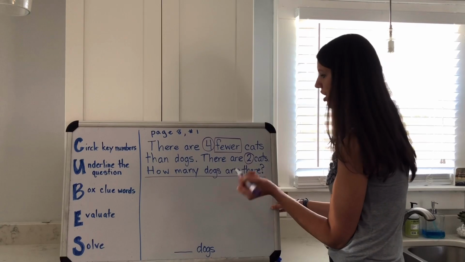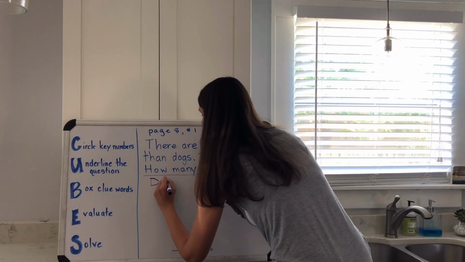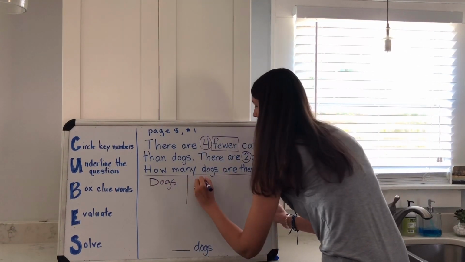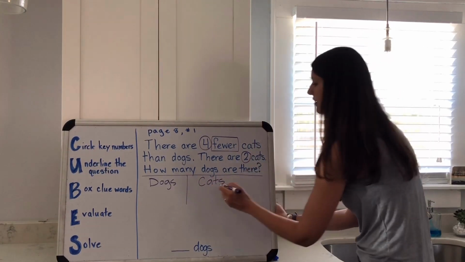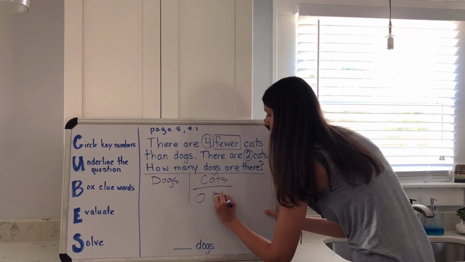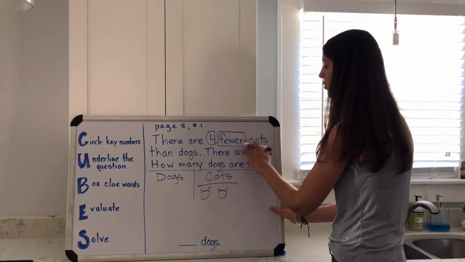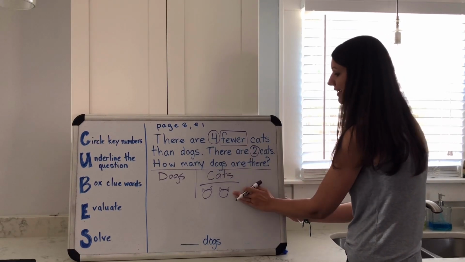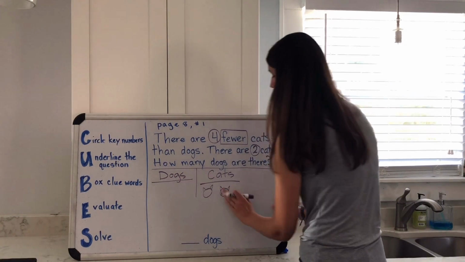So like I said, I'm going to draw a picture to solve my problem. So I know that there are some dogs. I don't know how many dogs there are. That's what I need to figure out. And I know that there are some cats. There are 2 cats. So I'm going to go ahead and draw my picture that I know that there are 2 cats. And it says there are 4 fewer cats than dogs. Now I know that there are less cats than dogs. So I know that my amount of dogs needs to be more than my cats.